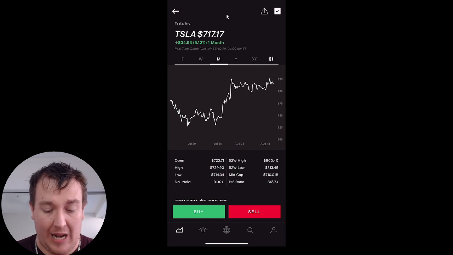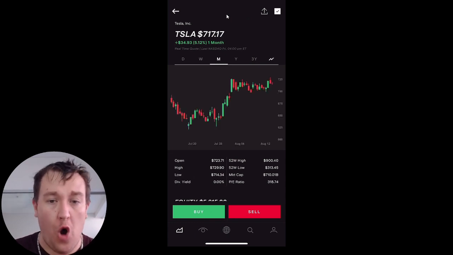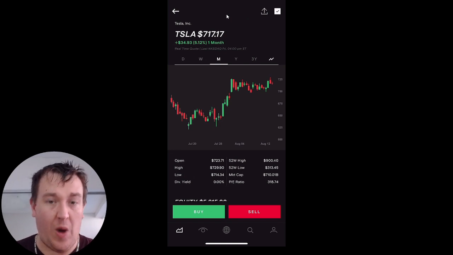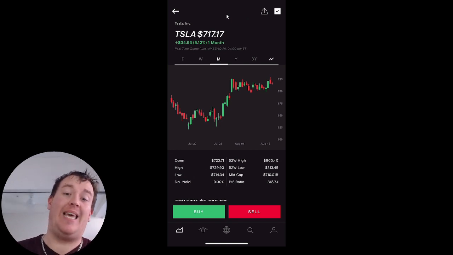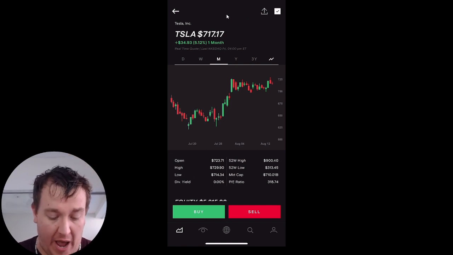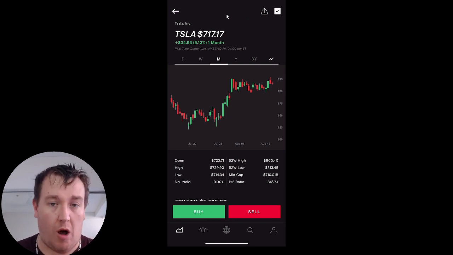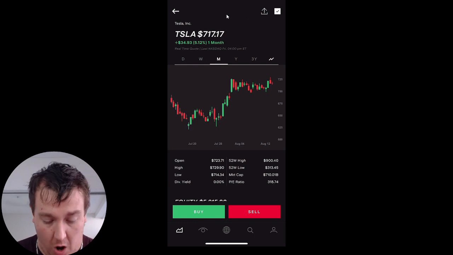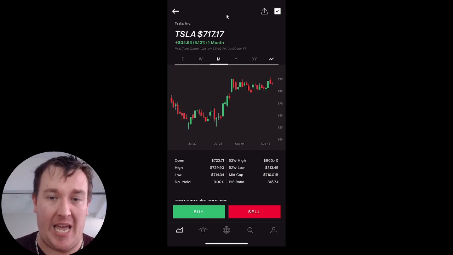We can have a look over the last month. We can change it over to candlesticks, which makes it a lot easier to look at. We do have a daily, weekly, monthly, yearly, and three-yearly chart just for you to have a look at. We do have an open, a high, a low, a dividend. Tesla obviously does not offer a dividend. We have a 52-week high, a 52-week low, market cap, and a PE ratio or price to earnings ratio.